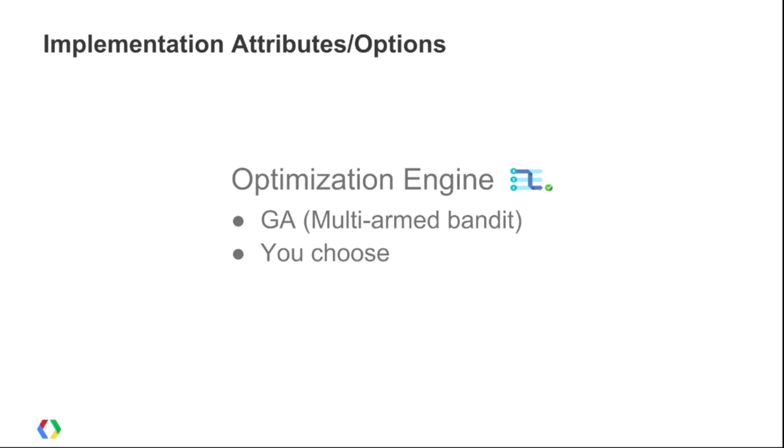And then, yeah, optimization engine. You can choose your own. If you want to do your own optimization, flip a coin, whatever it is, you actually have the ability to do that with this platform. Otherwise, you can take advantage of the Google Analytics multi-arm bandit approach. And you can definitely try both, and whatever you prefer to do, we provide the APIs and the information to do that.